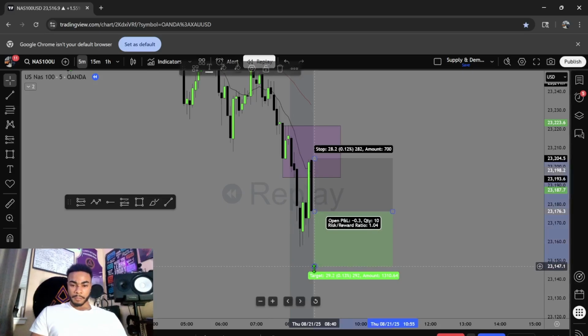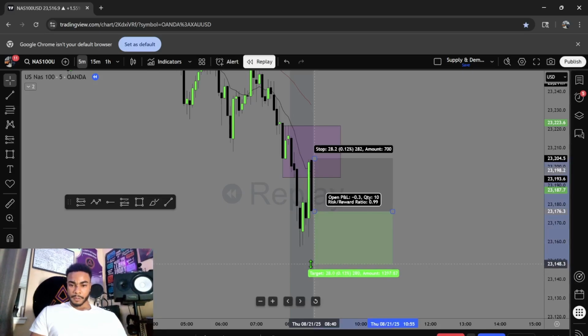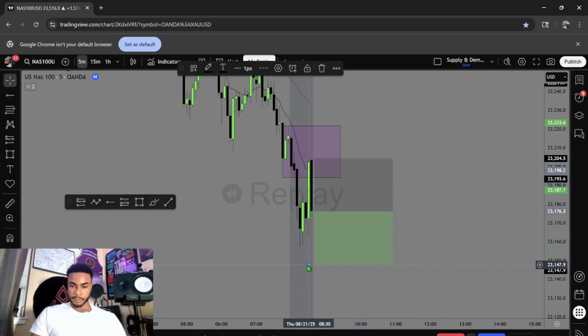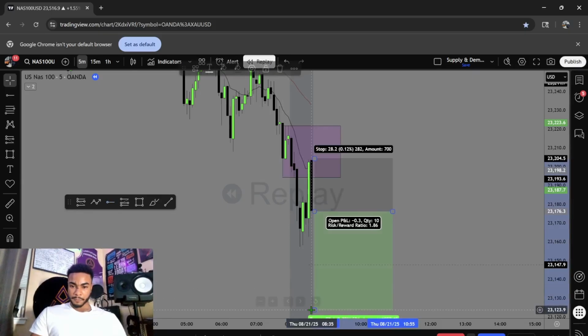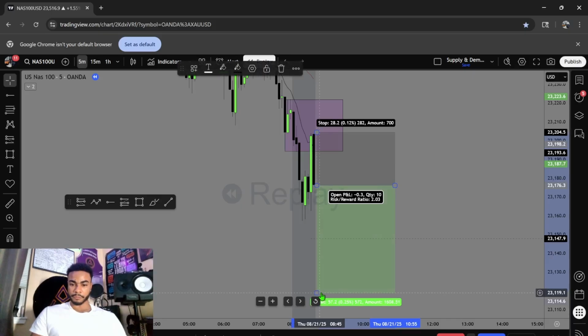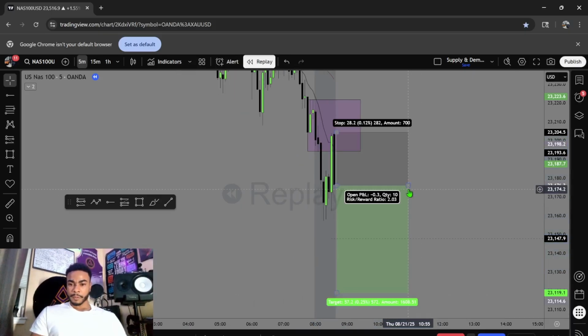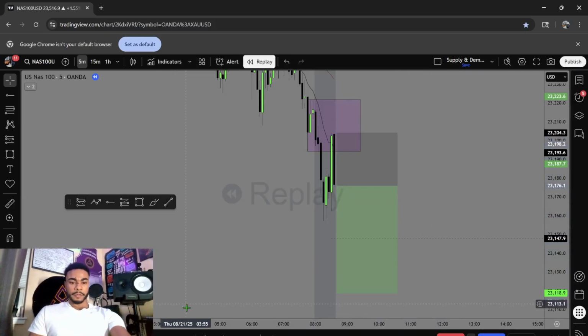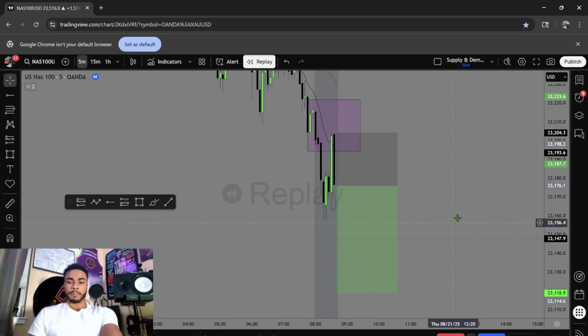And right off the back, I'm looking for price to hit my 1-to-1, but I'm aiming for a 2-to-1, which is what we regularly aim for, which is 2 times the risk, right? So the next candle open, boom, and right here we're in the trade.